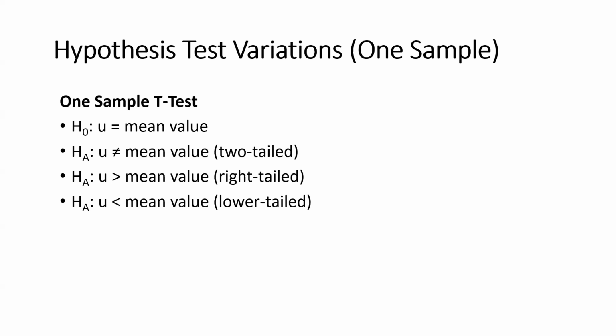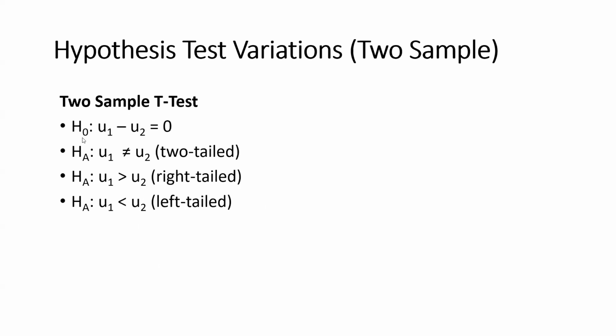So here is how you would state symbolically the hypothesis tests for a one-sample t-test. The null will always be H subscript 0, mu equals the mean value. And then depending on whether it's a two-tailed test, a right-tailed test, or a left-tailed test, your alternative hypothesis will be one of these, although your null will remain the same.